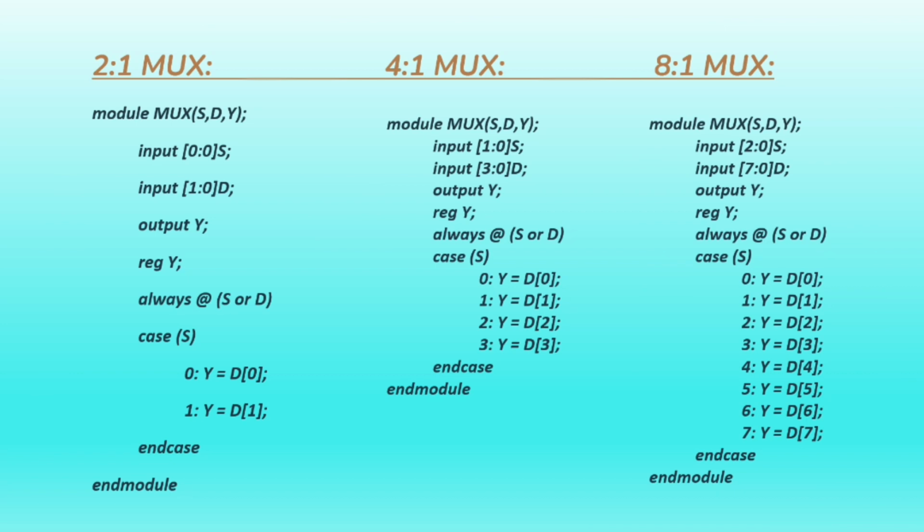Now let us look into the 8:1 mux. Module mux (s, d, y). Input [2:0] s, input [7:0] d, output y. Reg y. Always @(s or d), case s. 0 is to y = d[0], 1 is to y = d[1], 2 is to y = d[2], 3 is to y = d[3], 4 is to y = d[4], 5 is to y = d[5], 6 is to y = d[6], 7 is to y = d[7], end case, end module.